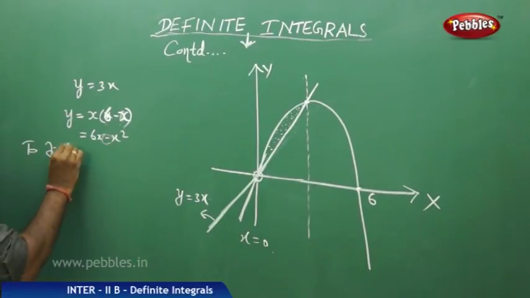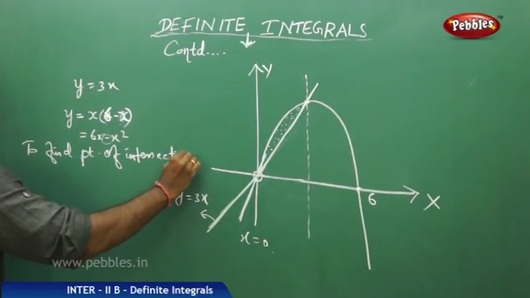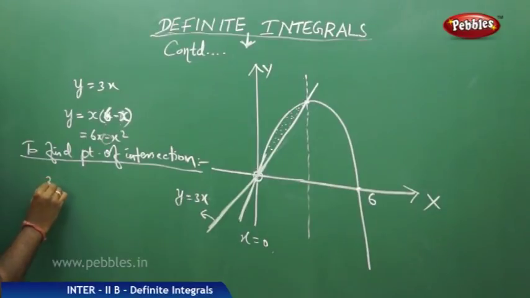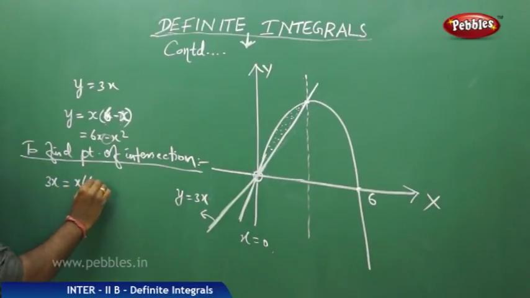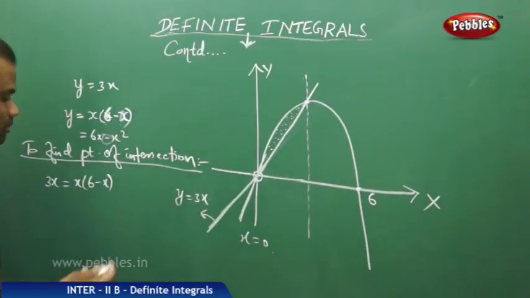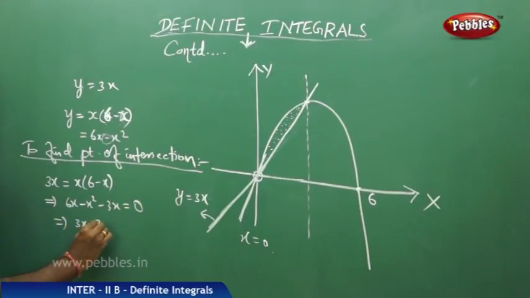So to find the point of intersection, I take 3x, which is x times 6 minus x, because in order to solve the point of intersection, we equate the line and the parabola, and hence I get this to be 6x minus x squared minus 3x equal to 0, and 3x minus x squared equal to 0.